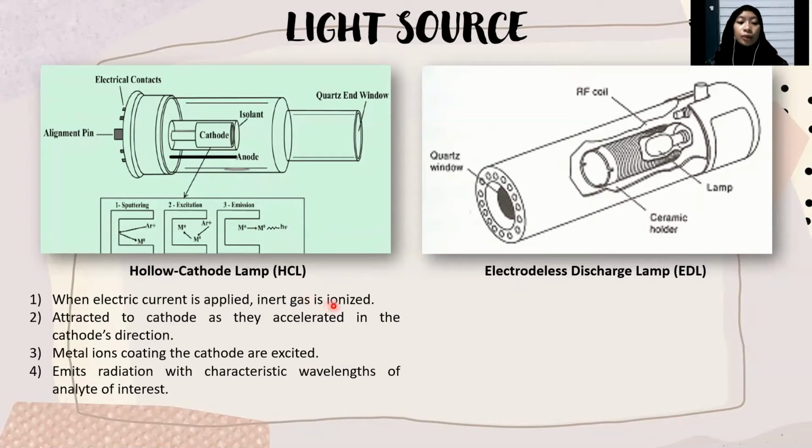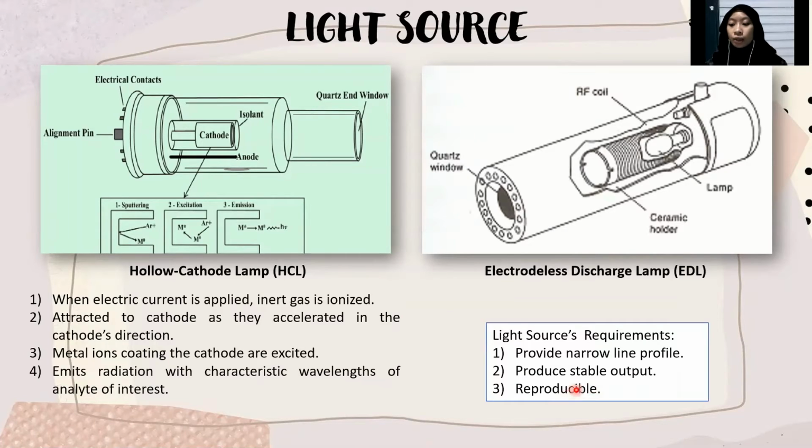The inert gas will be ionized when the electric current is applied and will consequently be attracted to the cathode as they are accelerated in the direction of the cathode. The metal ions which caught the cathode are excited as the inert gas ions bombard the cathode. As a result, radiation with characteristic wavelengths of the analyte of interest is emitted, and there are a few requirements which a light source should fulfill.